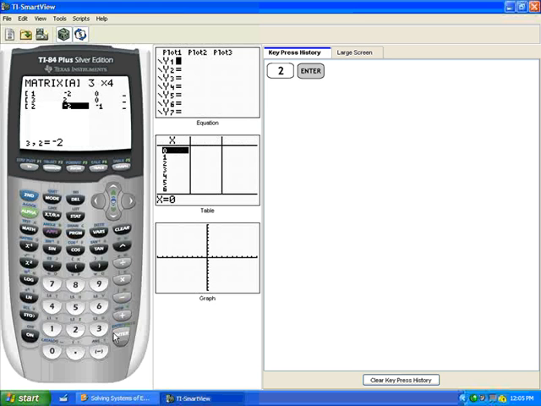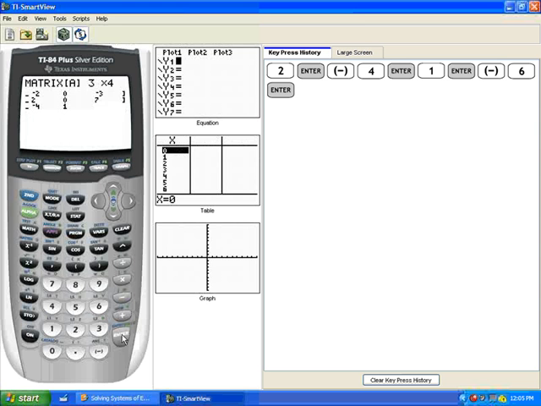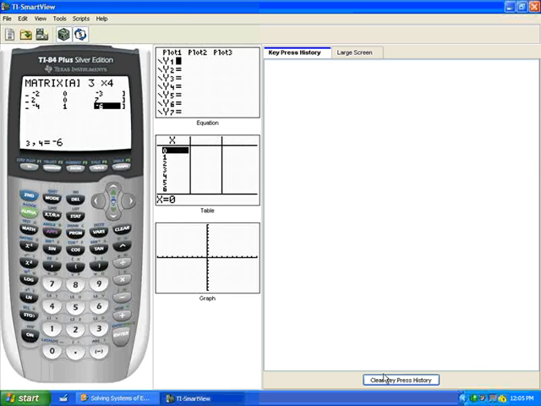2 was the x coefficient. Negative 4 was the y coefficient. And this time the z was there, and there was one of them. And the constant was a negative 6. So once again, the matrix is in. So I will quit, back to the home screen, and I'm ready to solve.